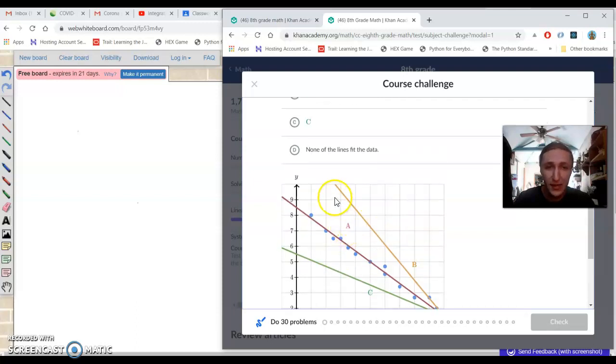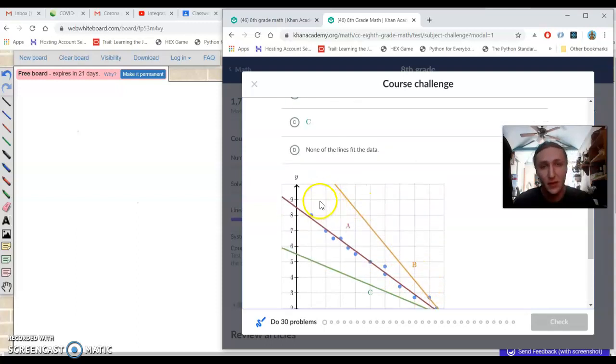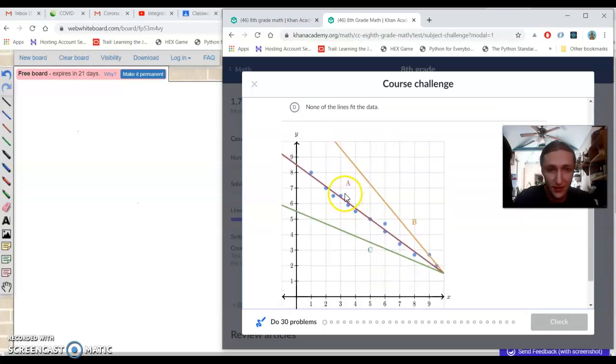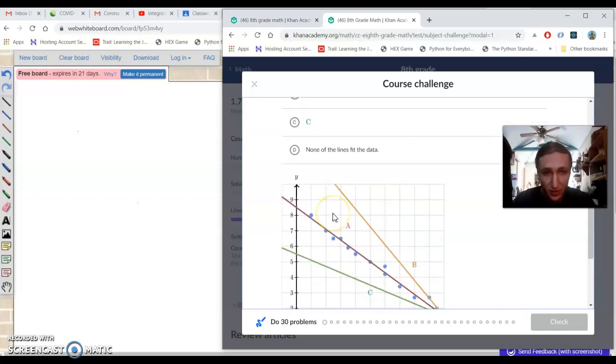And so B just doesn't hardly hit any of them. It hits these 2 dots over here, but it ignores the rest. So we have 3 choices. It's either that this yellow line, red line, or green line fits the dots, or that none of them do. This one, you can just pretty much see.